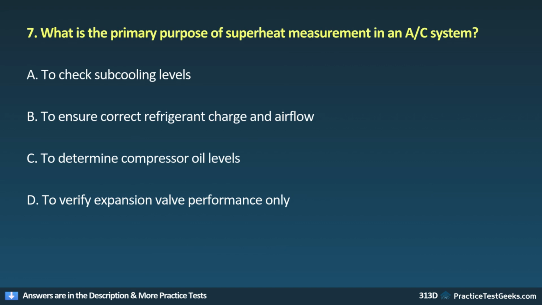7. What is the primary purpose of superheat measurement in an AC system? A. To check subcooling levels. B. To ensure correct refrigerant charge and airflow. C. To determine compressor oil levels. D. To verify expansion valve performance only.